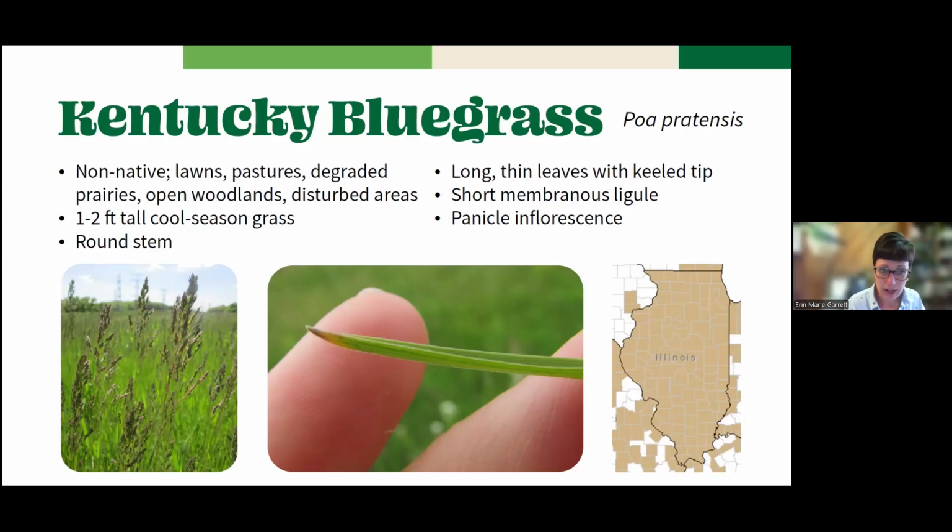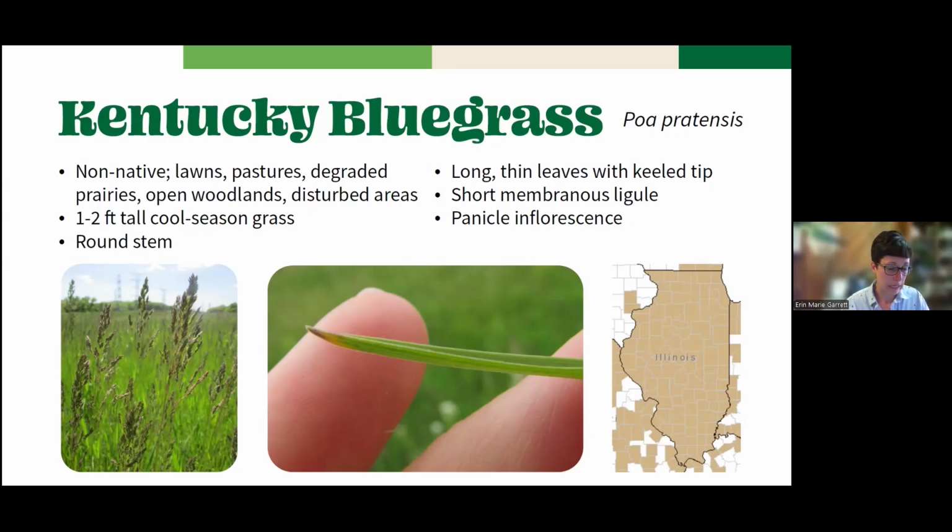So Kentucky bluegrass, right? It's from Kentucky. No, it's not. It's actually non-native. And of course, this is intentionally planted by a lot of us, right? As a lawn grass. So it functions great in that system, but what we find in a lot of cases, like in prairie restoration, is Kentucky bluegrass is kind of just there, like throughout the entire restoration.